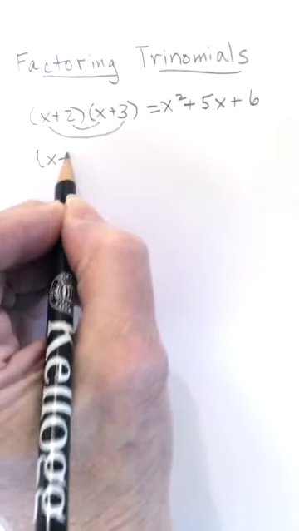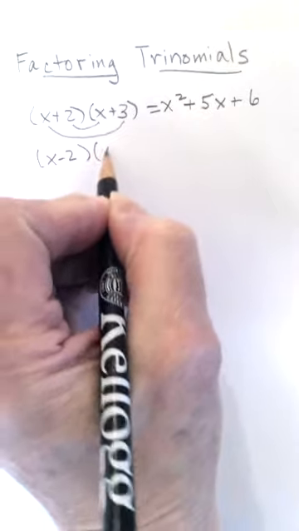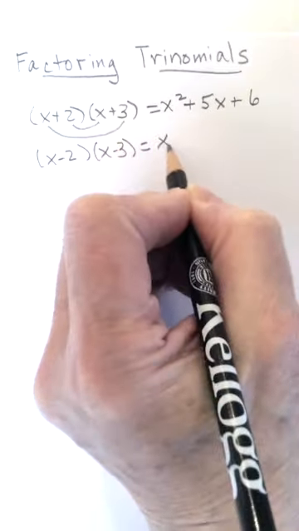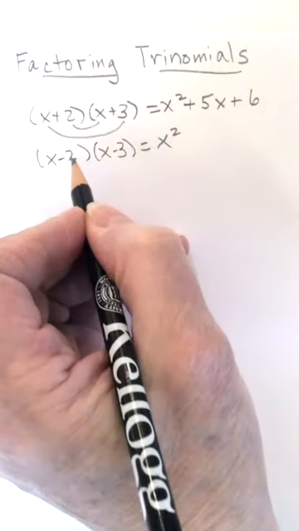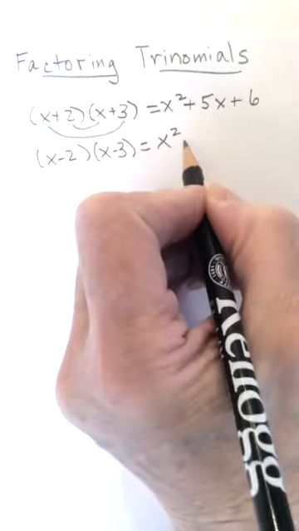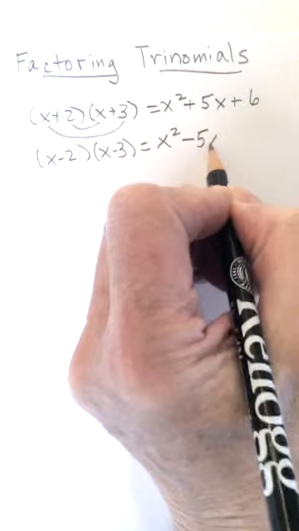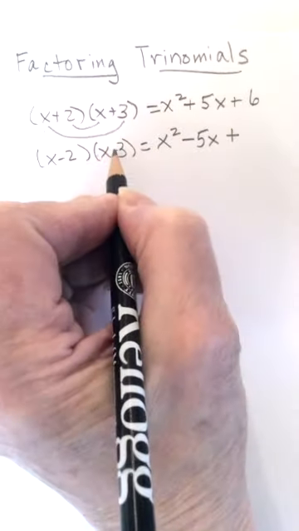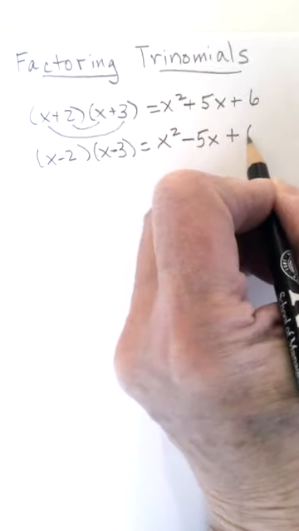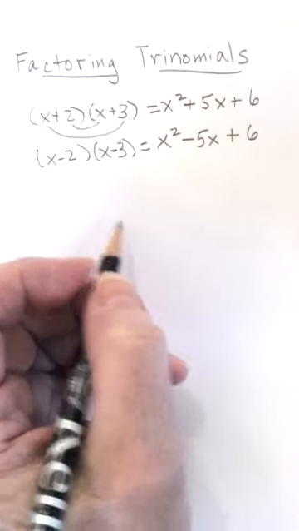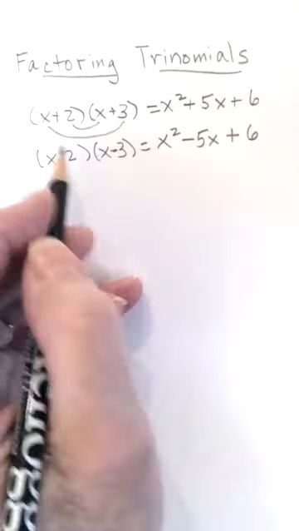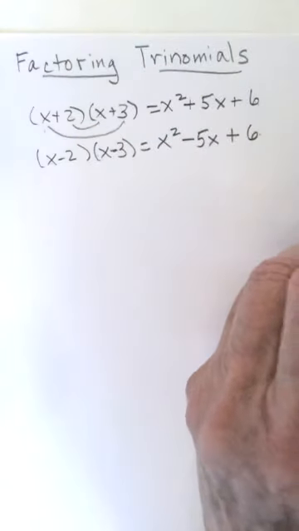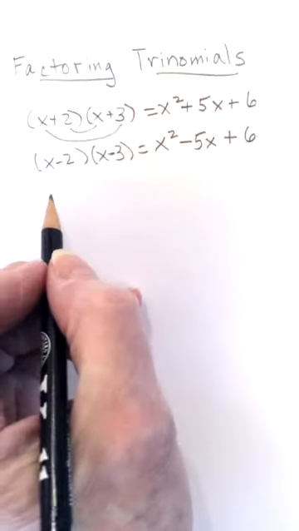If I had x minus 2 times x minus 3, I'm still going to start with x squared. This time my middle term is going to be negative, but my last term is going to be positive because negative 2 times negative 3 is still positive 6. Okay, so those are the ones where I'm winding up with a positive 6 at the end.